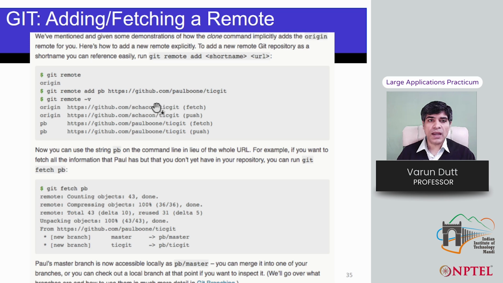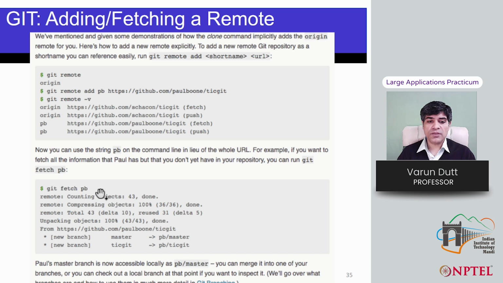So now, what is adding and fetching a remote repository? We can write git remote, and this will show us that we are tracking the origin. And then we can write git remote add pb this. What this will do is create a short name, as the syntax says, git remote add short name URL for this particular repository. So if we now do git remote -v, you will see that it will track the origin, but it will also track pb, which is like a name now, which can be used to track this particular repository.